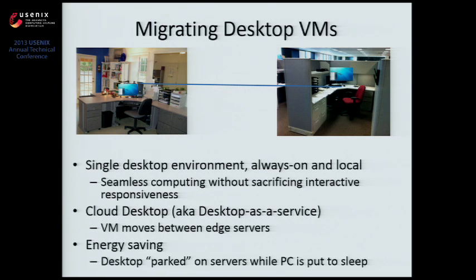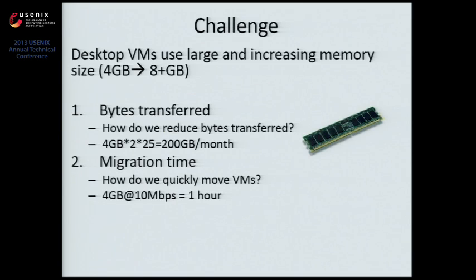And finally, desktop migration has also been used for energy saving, where the idea is your PC, when it goes to sleep, the desktop can be parked on a server, and then you save energy while you don't have a disruption, which sleep typically provides. So there's lots of benefits if you have this notion that your environment, the whole computing environment, is a VM which keeps moving around. So what is the biggest drawback or challenge which makes this not happen today, right?